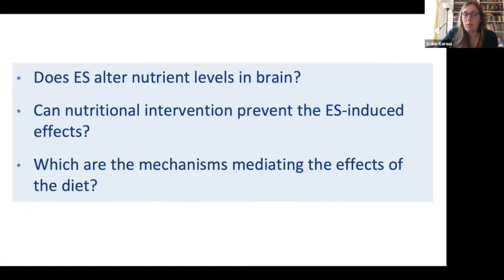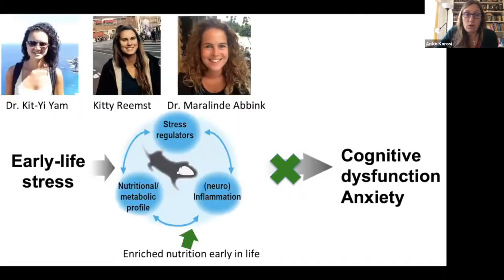So the questions that I will be addressing are whether early life stress alters the nutrient levels in the brain, whether nutritional intervention can prevent these early life stress-induced effects, and if so, what the potential mechanism could be. The work that I will be presenting has been done mostly by 3 talented PhD students: Kitty Yam, who moved on a few years ago, Kitty Reims, who is now in the phase of finishing her thesis, and Marilyn de Ebbing, who finished about a year ago.